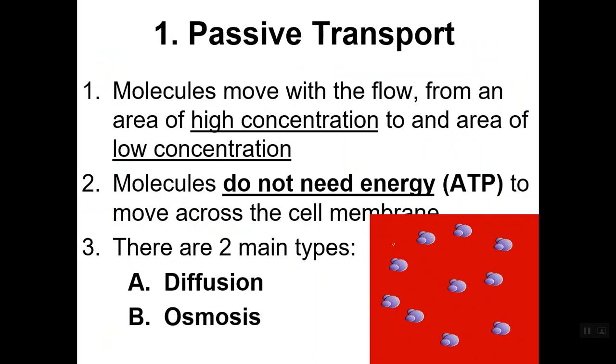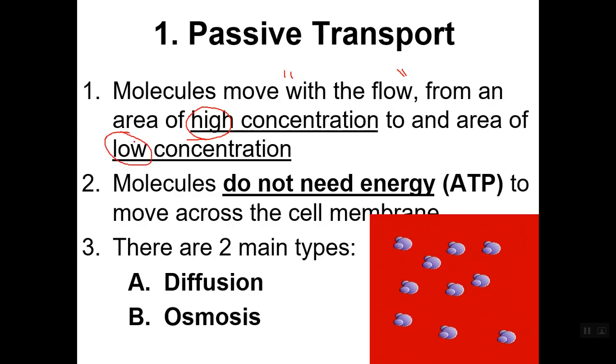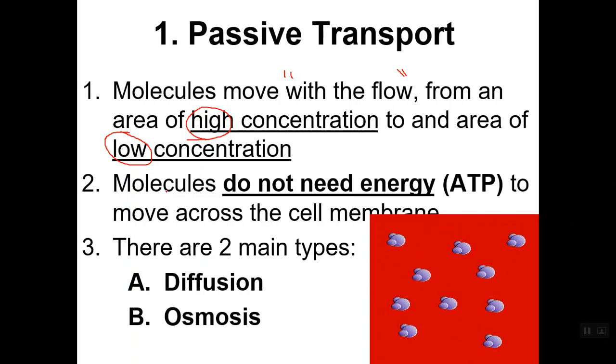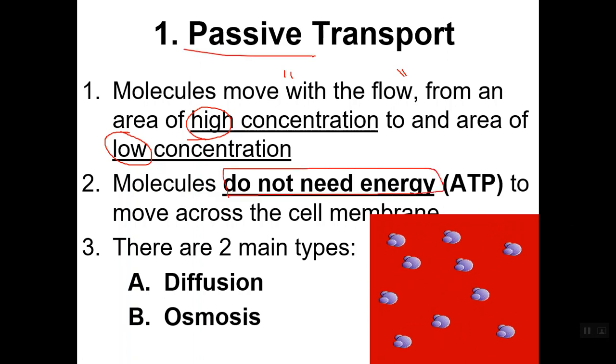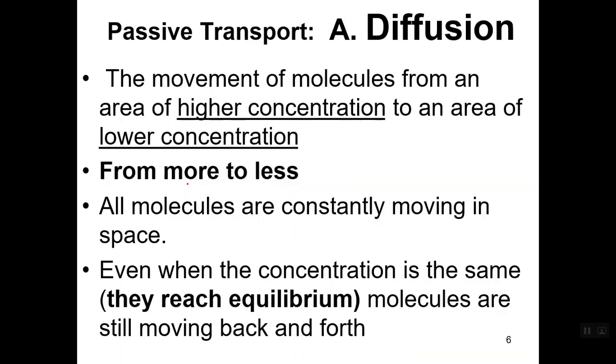Let's look at passive transport first. Molecules move with the flow from an area of high concentration to an area of low concentration. Molecules do not need energy. Remember, this is passive. No energy needed to move across the cell membrane. There are two types of passive transport called diffusion and osmosis. So let's look at an example.